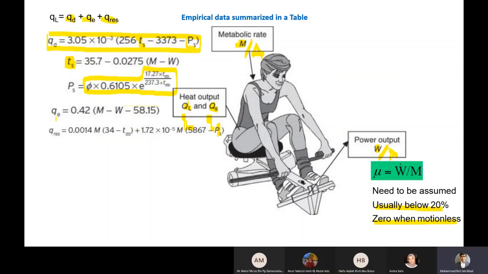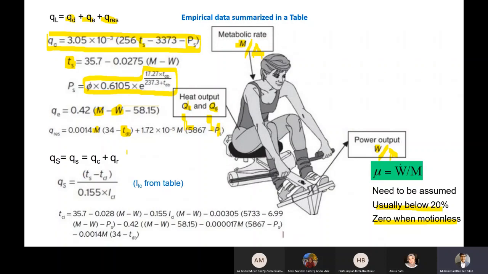Okay, next QE. QE is a function of work and metabolism rate, simple. And then respiration, okay, QR is also an empirical equation, a function of metabolism, ambient temperature or dry bulb temperature, and the pressure. Okay, that's QL. Remember there are two types of QL. Capital Q, you have to multiply it by the surface area of the body, and then the small q is per square meter body area.